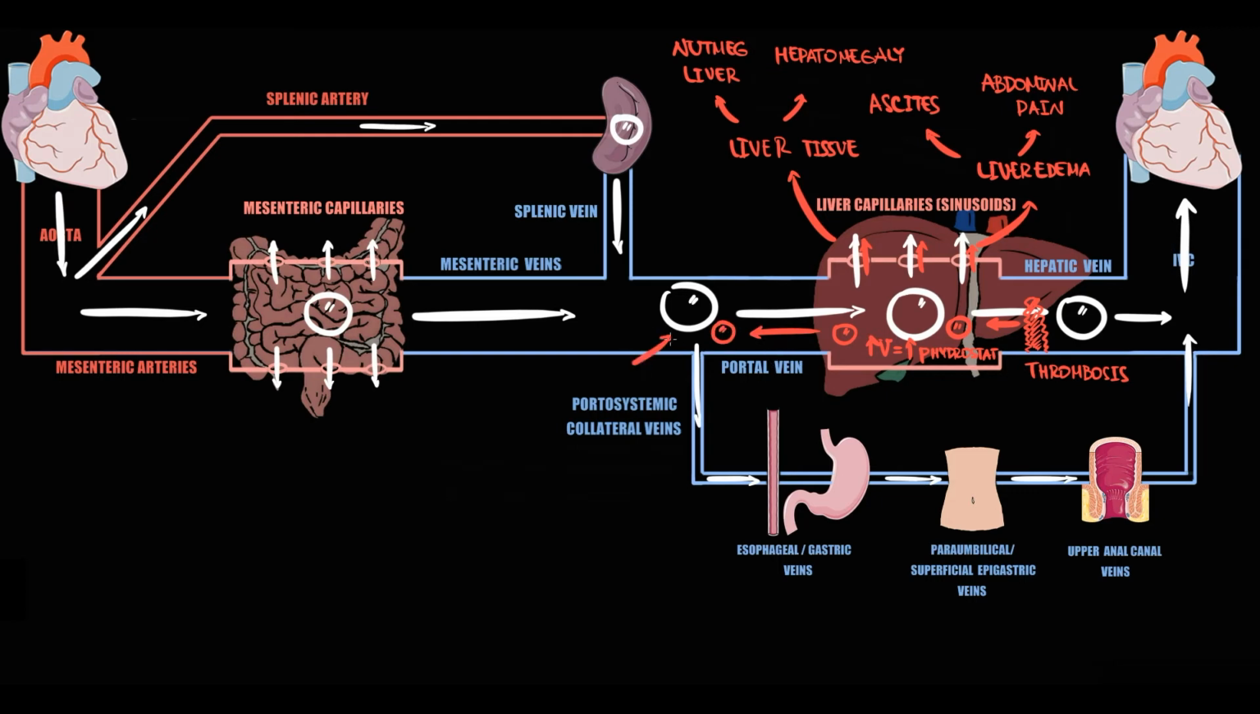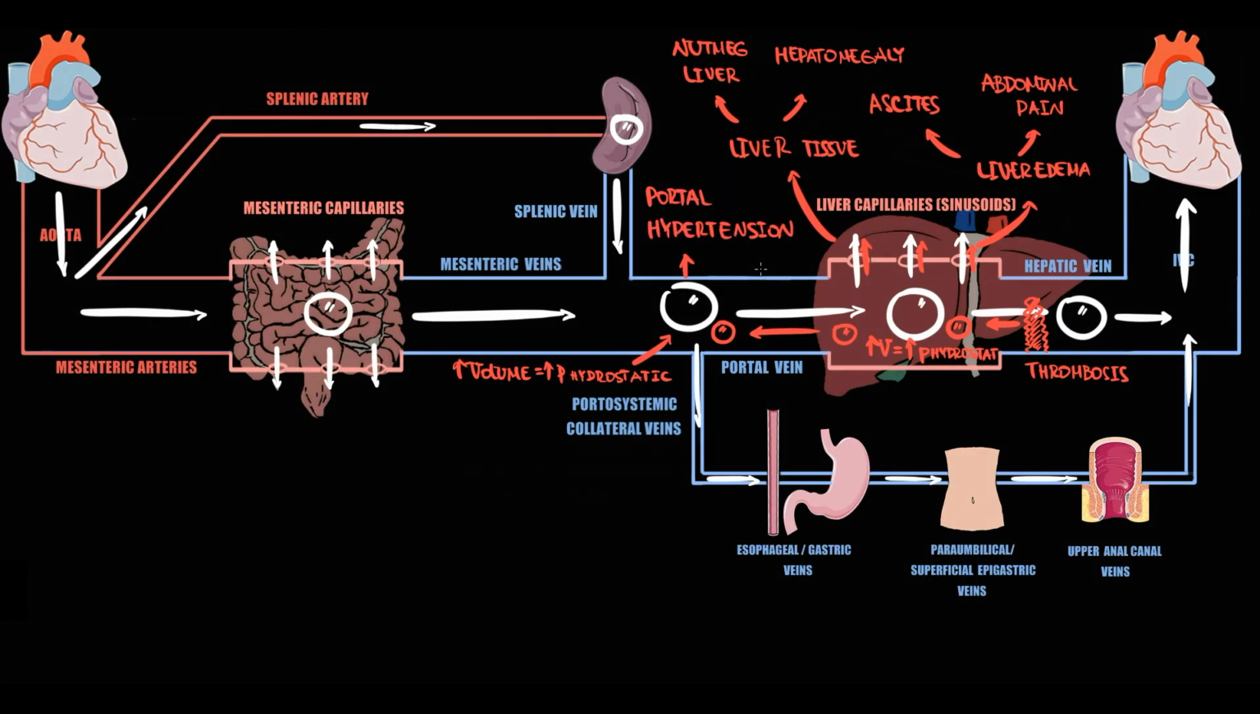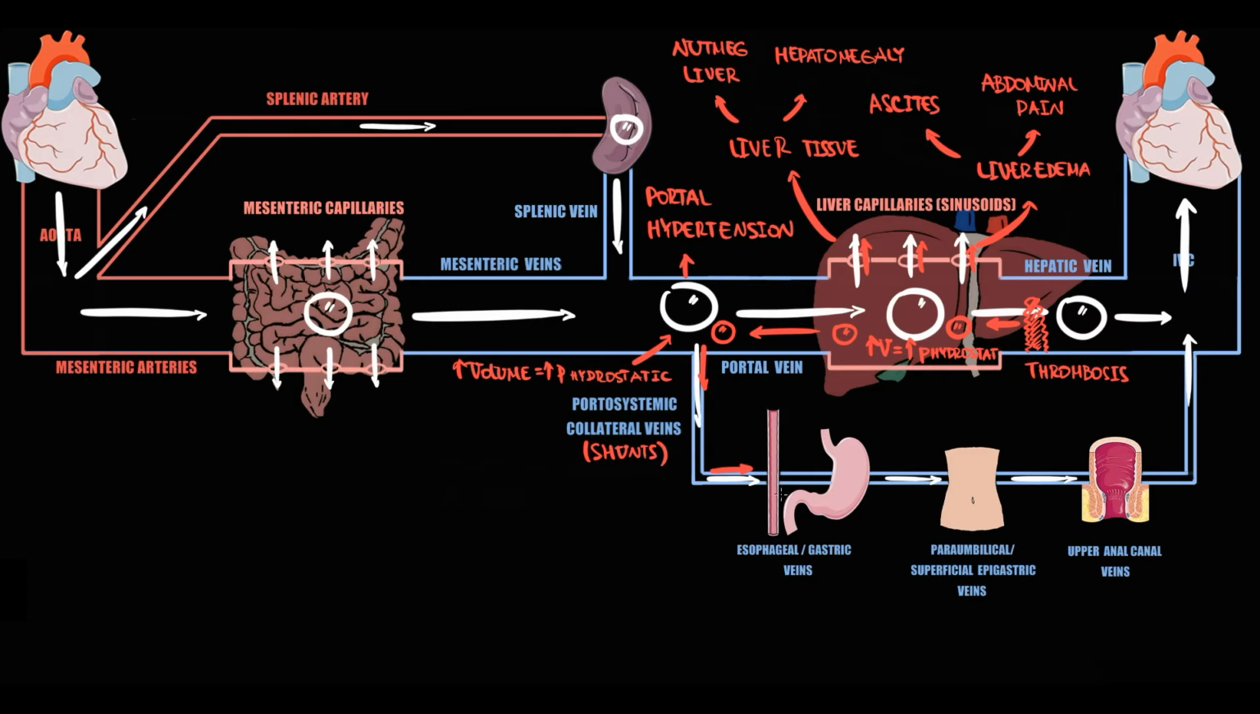With accumulation of fluid, hydrostatic pressure inside the portal vein increases. An increase in portal venous pressure we call portal hypertension. So portal hypertension develops. And the combination of portal hypertension and the obstruction in the hepatic vein force a larger volume of blood to go into the portosystemic collateral vessels. These vessels are also called portosystemic shunts.